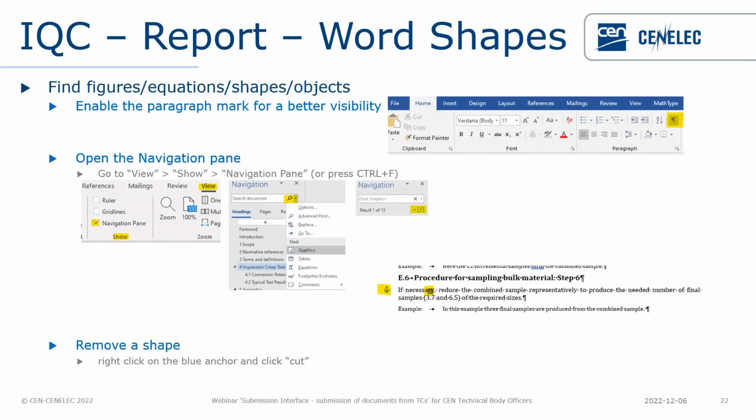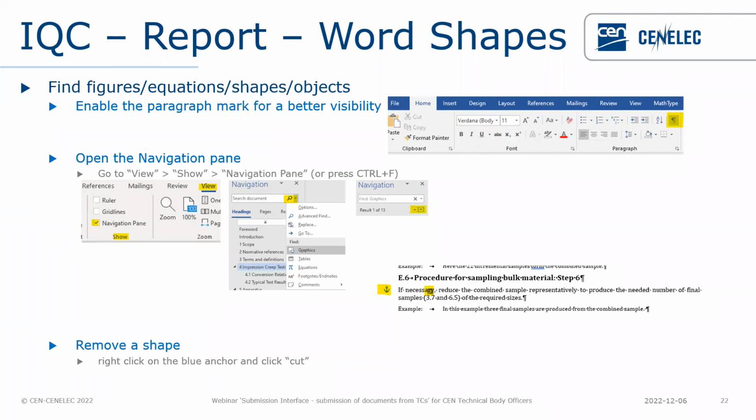In order to find shapes in the document that need to be removed, the first tip would be to enable the paragraph mark for better visibility. Here is how to do it. Then you can navigate the different graphics, which will look for images, shapes, object equations. And this will be by pressing Ctrl F on your keyboard. It will open the navigation pane. And from the magnifying glass, you can select graphics and navigate with the arrows up and down.